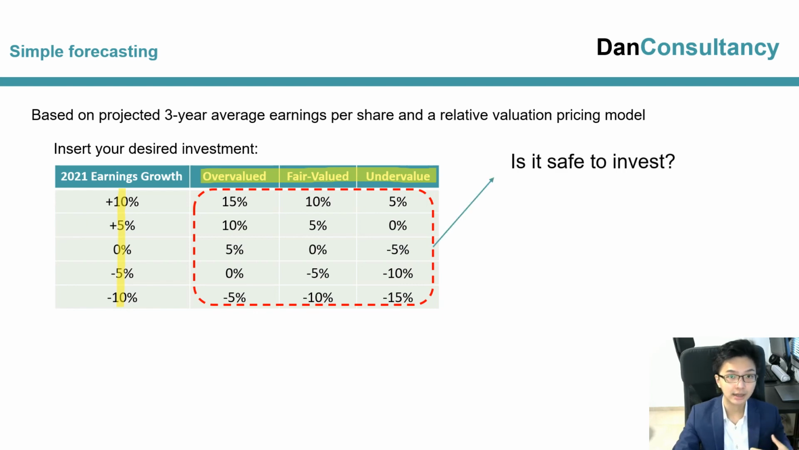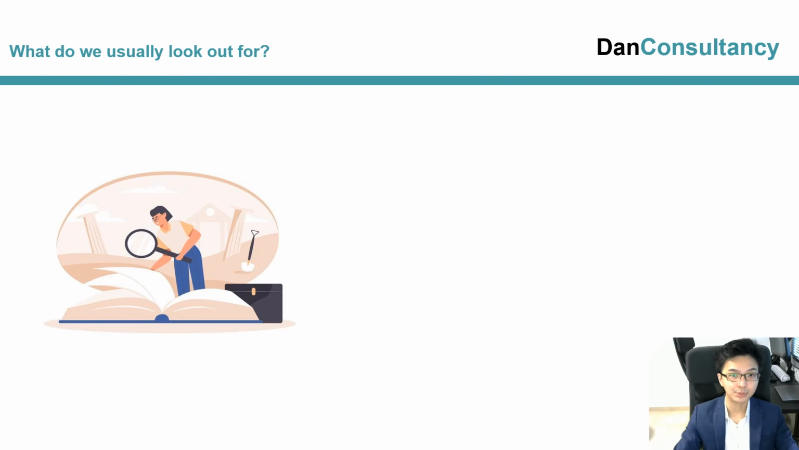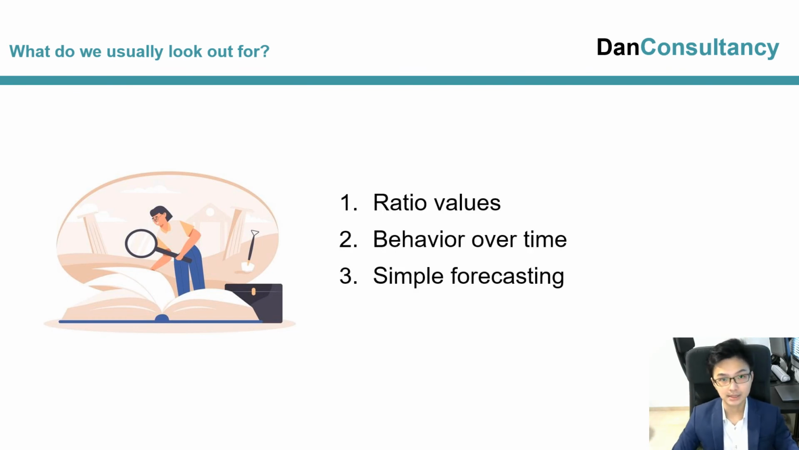Now the whole idea of this exercise is not to identify a target price, though you can do that as well. But for me, the idea of this exercise is to determine whether or not it is currently safe to invest or remain invested. If from your analysis you realize that it is still safe to invest, you can either do nothing or invest more. If you realize that it is not safe to invest anymore based on your analysis, then you should take action to reduce your risk exposure. That is the whole idea of this forecasting exercise, right?